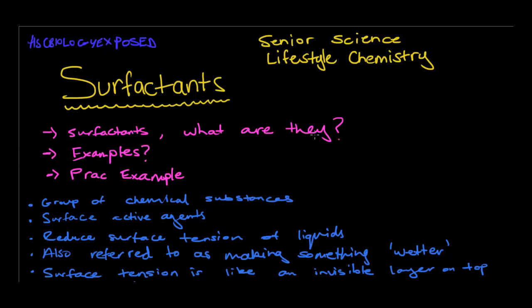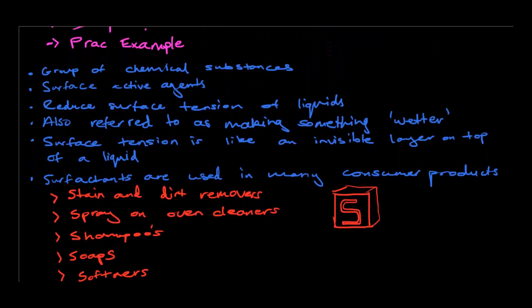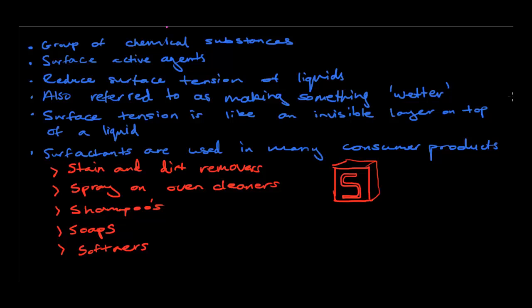Alright, so today I'll be covering surfactants. What are they? Examples, and one prac example, just off the top of my head. Nothing too in detail. It should be pretty easy. So, what are surfactants? Surfactants are basically surface active agents which reduce surface tension. That's a good way to remember it. But let's have a look at some more defined facts of surfactants.